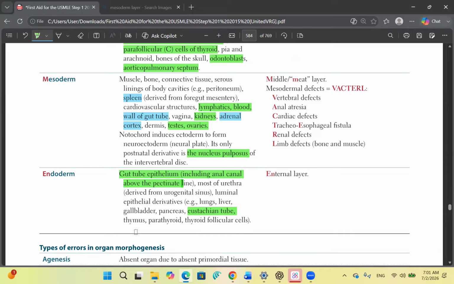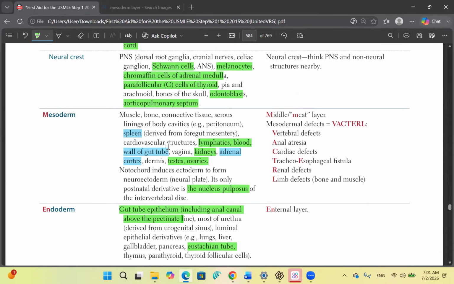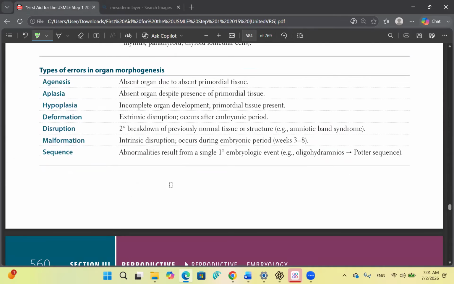These are part of the head and neck structures. Each of them forms glands, except mesoderm, because mesoderm is a meaty layer and it doesn't form glands. Then we have the types of organ morphogenesis or formation.